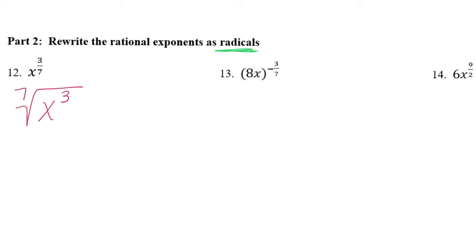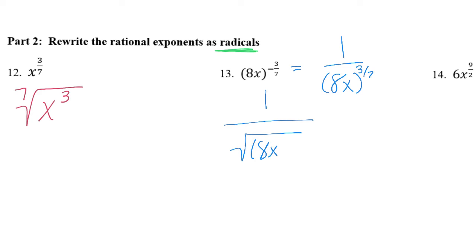All right, if we look at 13, it is a negative exponent. So the first thing we want to do is go ahead and write that as a fraction, or write it as 1 over 8x to the 3/7, because the negative means it moves to the bottom. So now we can go ahead and rewrite that as a radical. So 1 over the radical of 8x. And then inside your radical is going to be your numerator 3. And outside on the little stoop is going to be the 7. So then this would be your final answer. Remember, you have to have the radical in the final.